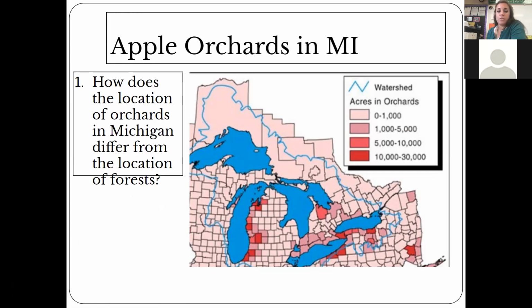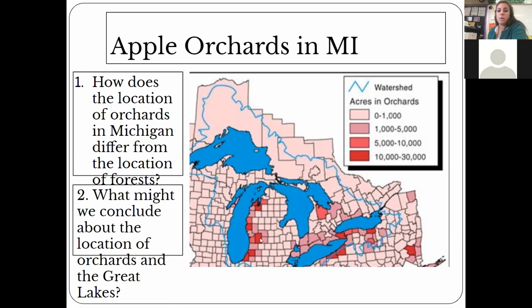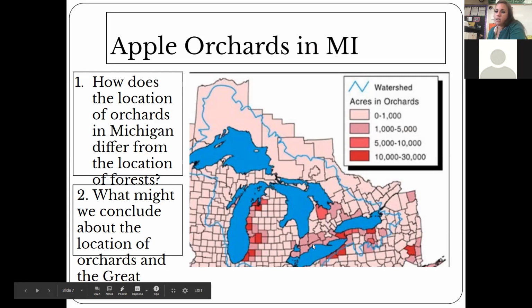So how does the location of orchards in Michigan differ from the location of the forests? So if you remember all those forests, those really were in the Upper Peninsula, most of them. The apple orchards really don't grow up in the Upper Peninsula as much as they do on the west side of the state. Then what might you conclude about the location of orchards and the Great Lakes? Well, the orchards really grow a lot right by Lake Michigan. But as you can see, here are the other Great Lakes, and we see a lot of apple orchards in those parts too, although those aren't Michigan. That's Canada and New York, I believe.